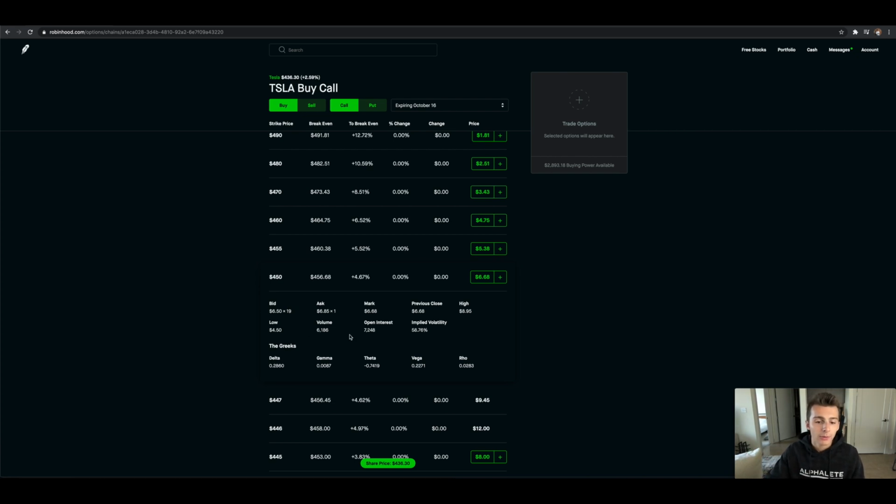Now what you also want to look at is the volume and open interest. This is actually pretty important. If you're looking at a stock that's not Tesla, some stock that maybe isn't talked about, maybe a very low price stock, a $10 stock, a $5 stock, and you're not seeing very much open interest or volume, you're seeing single digit numbers, that's not a good sign.